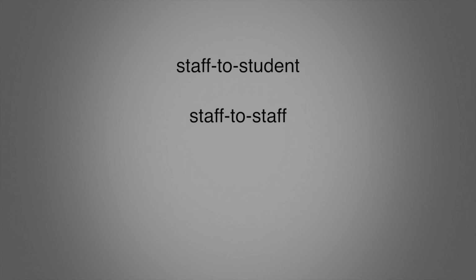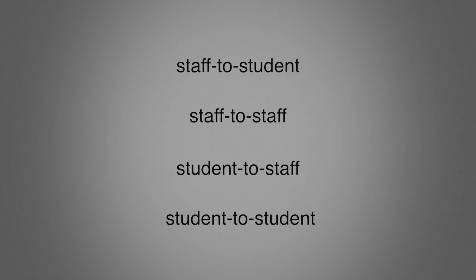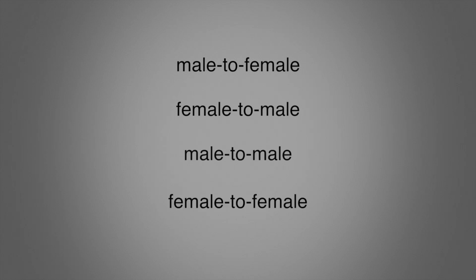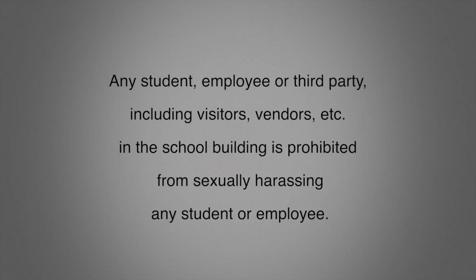Sexual harassment can occur staff to staff, student to staff, and student to student. It can occur male to female, male to male, or female to female. It includes discrimination based on sexual orientation. Any student, employee, or third party, including visitors, vendors, etc., in the school building, is prohibited from sexually harassing any student or employee. Your employer has developed an independent grievance or complaint procedure to follow if you feel you are being sexually harassed or have observed sexual harassment.